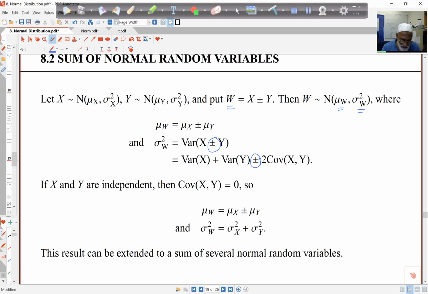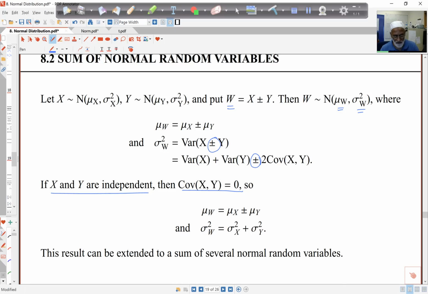And the further result is if X and Y are independent, then we know covariance is 0. So independence simplifies things quite a bit. In that case, the means simply add, and the variances simply add. And I've still got back a normal distribution.